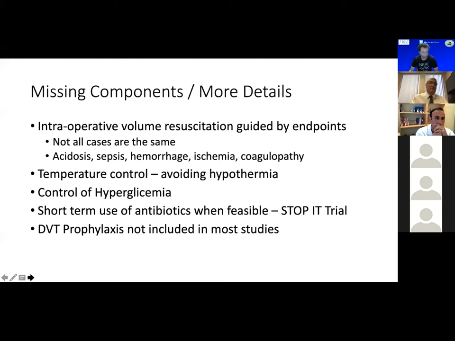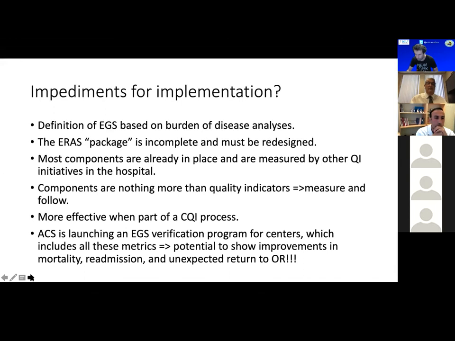Short-term use of antibiotics when feasible. I think this is very important. You want to give it early, and you want to stop as early as possible. And I think we need to develop the guidelines to do so. I would recommend that folks, at least for now, while those guidelines are still being discussed, read the STOP-IT trial published in the New England Journal of Medicine in 2015, that we participated in, and which proposed that for most acute abdomen conditions, antibiotics could be stopped by day 5 without any increase in morbidity or mortality post-operatively. And again, DVT prophylaxis is not included in most studies and should be part of this package.